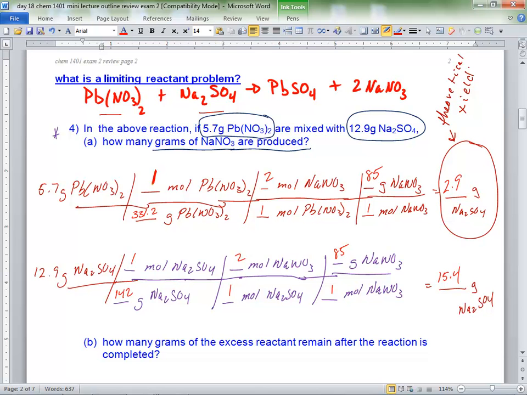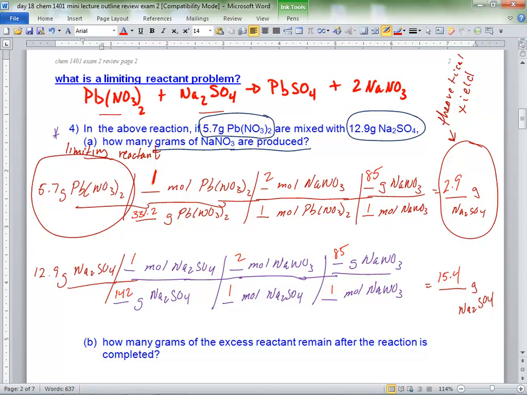So that's our answer. What is the limiting reactant? Now, it has to be a reactant. Either it has to be the lead nitrate or the sodium sulfate. It's the lead nitrate. This is our limiting reactant. Okay. But to answer this question, the answer is 2.9.